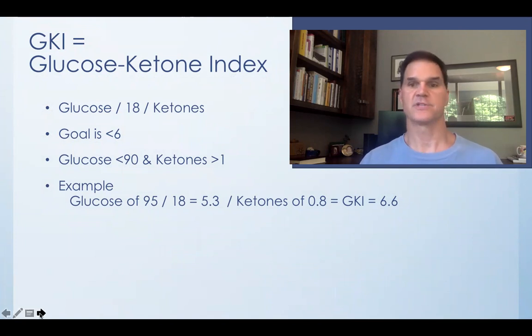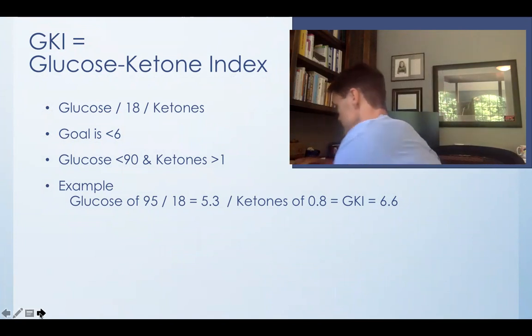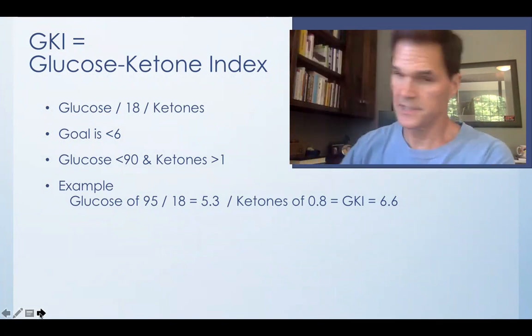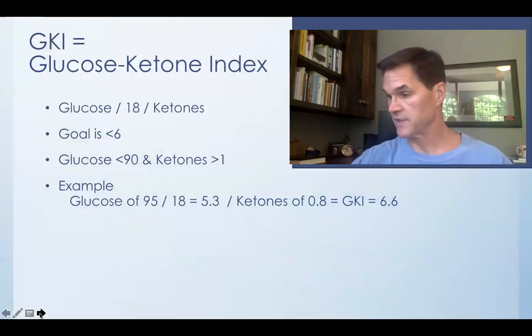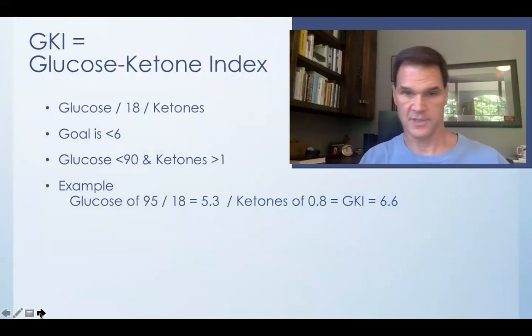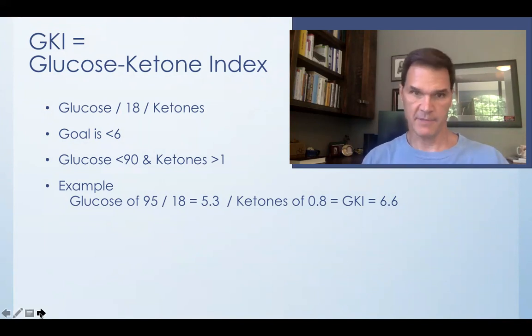It's a simple math equation, but the same device that we use to measure our ketones, the Ketonix device, this little guy will measure glucose as well. You have to get different strips. The strips are a lot cheaper than the ketone strips. So you measure your glucose, you divide that number by 18, whatever that number is, you divide by your ketone measure, and your goal is to get your GKI below 6.